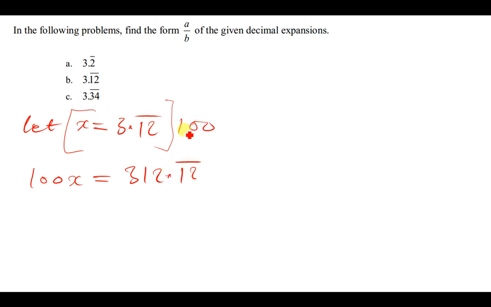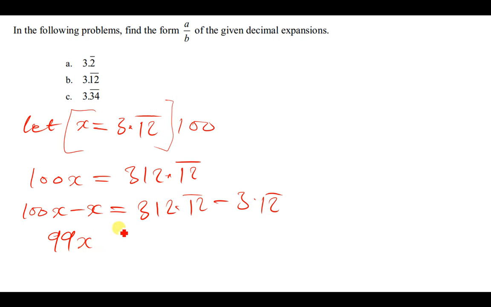So from there we can now subtract. 100x minus x is equal to 312.12 bar minus 3.12 bar. When you subtract this, you are going to have 99x, since 100x minus x gives us 99x. Then on the other side we get 312 minus 3, so we get 309. So 309, to find the value of x, we divide everything by 99.